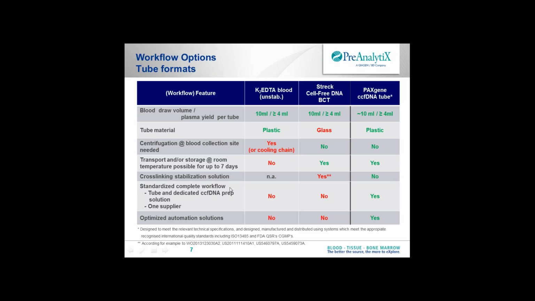So this is very important because you have to think that very minor things that you do different to other labs can have a strong impact on the yield and also on the population of the ccfDNA you can isolate from the plasma. And therefore we think that a standardized complete workflow, which means a tube with a dedicated ccfDNA isolation procedure for this tube, and everything from one supplier, is the best solution. And this is what I want to present to you in the later slides here.